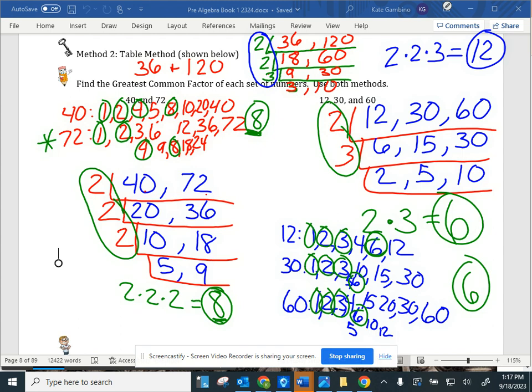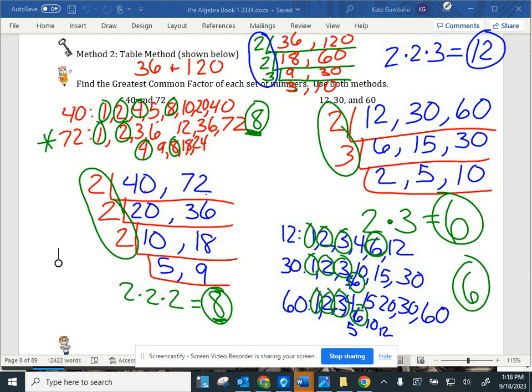Or if I hadn't checked myself and went, wait, this isn't right, I would have stopped at 3 and said 3 was my greatest common factor. Oof. And then I would have gotten it wrong. So always make sure you have all of the factors listed.